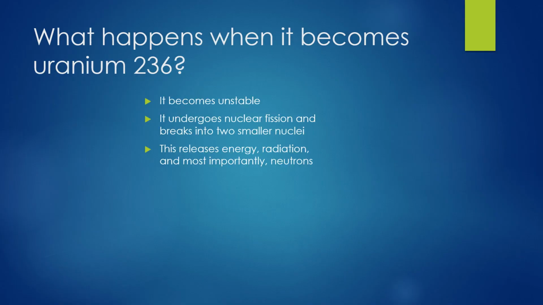So as soon as it absorbs that neutron, it converts from 235 to uranium-236. This is where it becomes highly unstable, and it will then undergo nuclear fission, where it'll break apart into two smaller nuclei. As this fission occurs, there's a release of energy, radiation, but most importantly, a release of free neutrons. These free neutrons are vital to the continuation of the reaction.